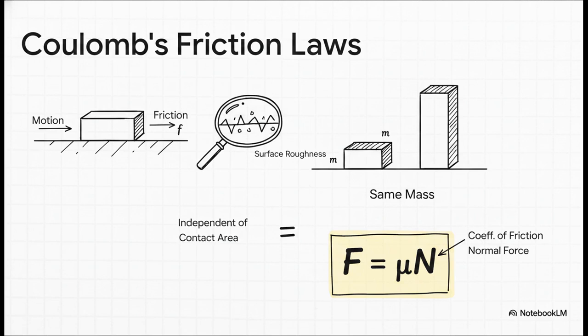So these concepts are what directly anchor Coulomb's laws of sliding friction, basically the absolute rules of the game for setting up your equilibrium equations. Keep these bullets in mind. Friction always fights the direction of intended motion. It depends heavily on how rough the surfaces are, but kind of surprisingly, it's practically independent of the total contact area. And the real key for your math, the frictional force is directly proportional to the normal reaction force.